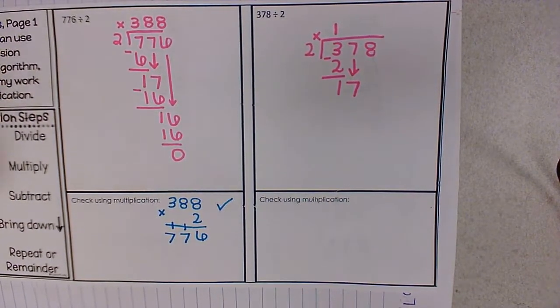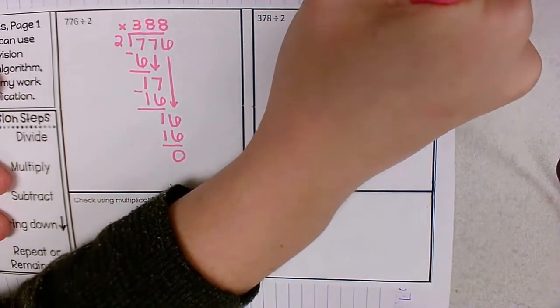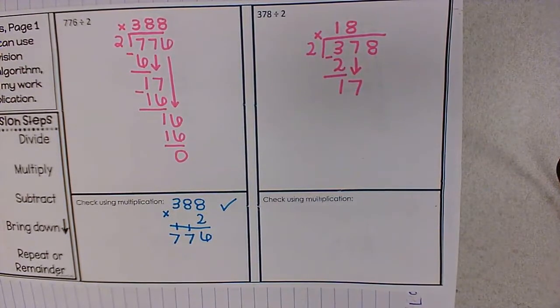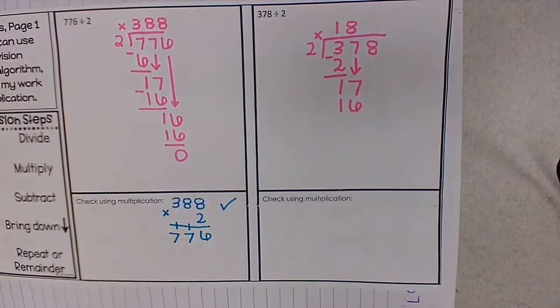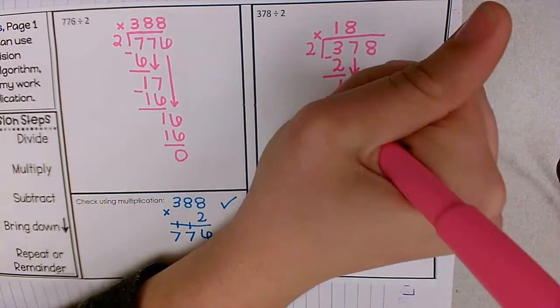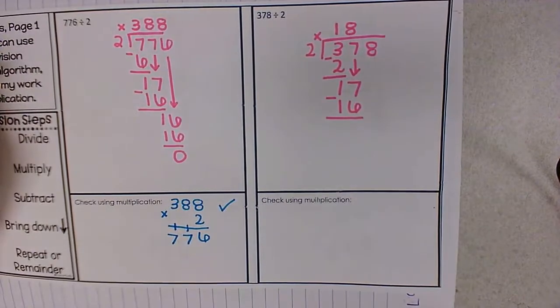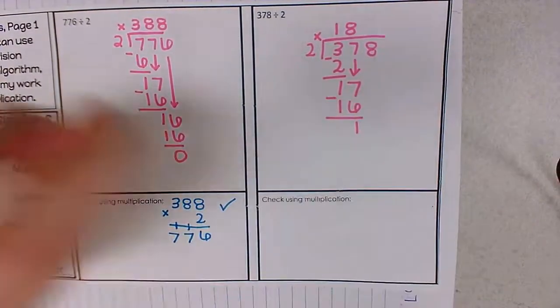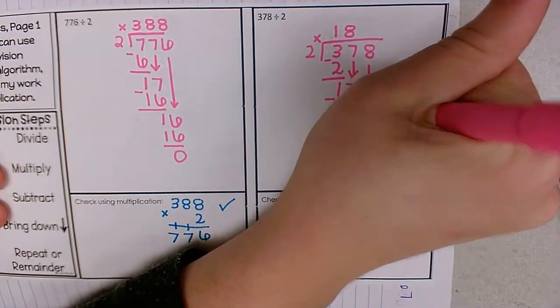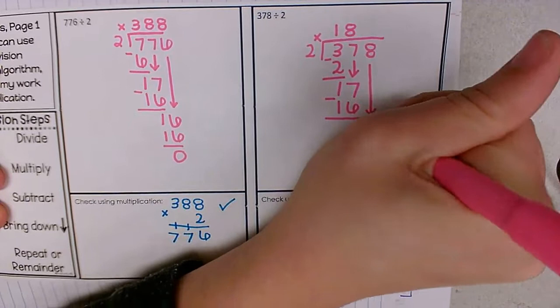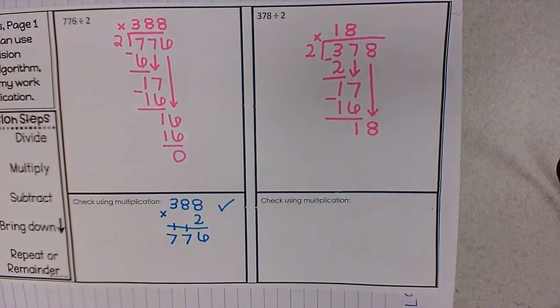Divide. 17 divided by 2. I can't do 17 divided by 2 evenly, so the closest math fact I can get is 8 groups of 2. Divide, multiply. 8 times 2 is 16. Divide, multiply, and subtract. 17 minus 16 is 1. Bring it on down and bring it on back.